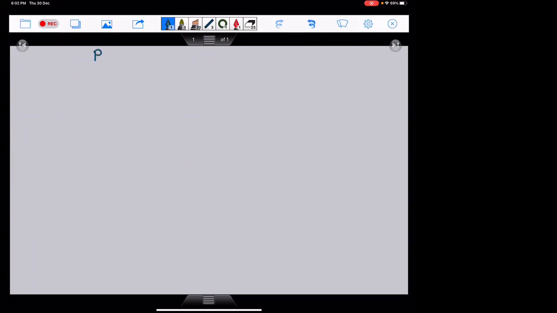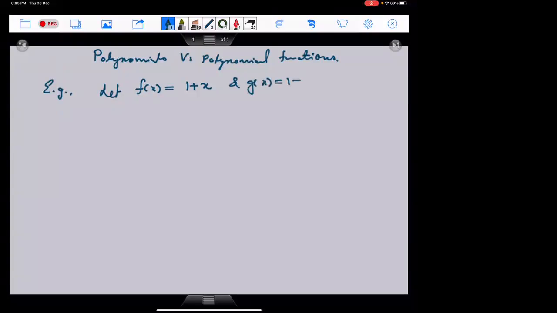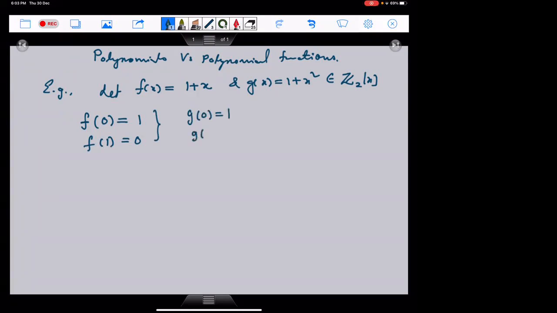So this subsection I'm calling polynomials versus polynomial functions. Let's start with an example. Let f(x) equal 1 plus x and g(x) equal 1 plus x squared, belonging to Z2[x]. I want to evaluate these two and define a function. So f(0) is 1 and f(1) is 0, and g(0) is 1 and g(1) is 0, right? So I can say that f and g define the same function on Z2.